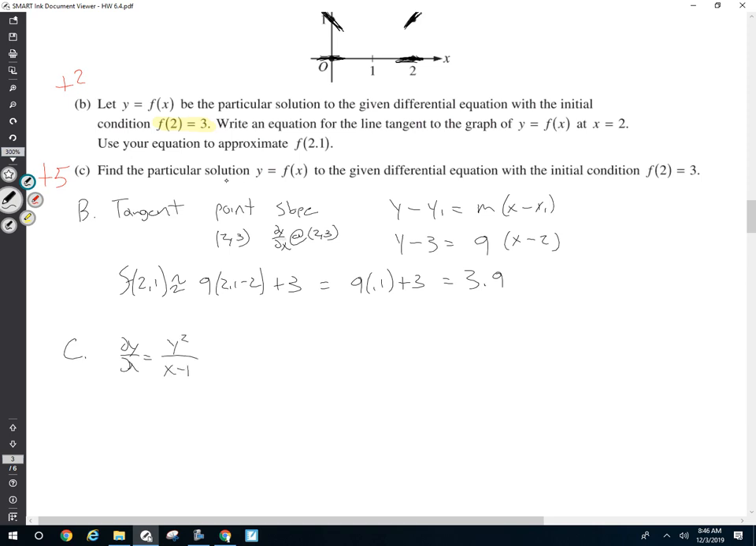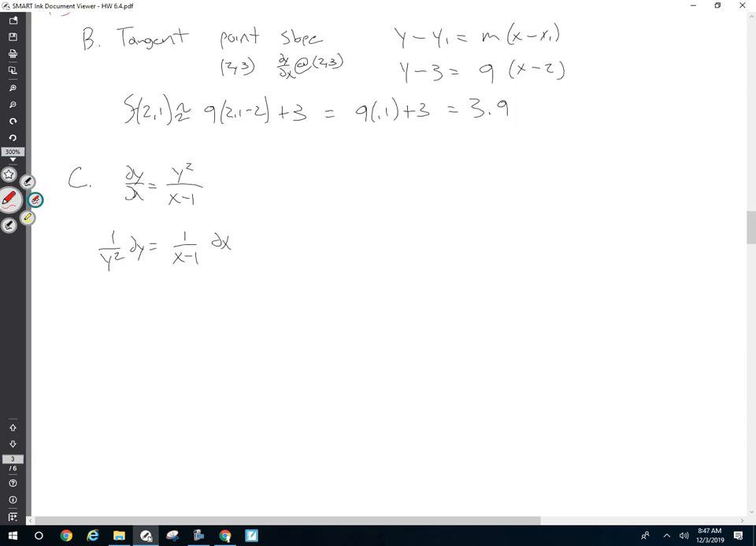Find the particular solution to the differential equation. When you read this, you think, oh, okay, I want a y equals equation whose derivative is this. So we separate variables. Make sure you know where to start. There's too many times students just don't know where to start when you're asked to solve a differential equation, and all of a sudden you get plus 0. You will get plus 1 for correctly separating your variables.